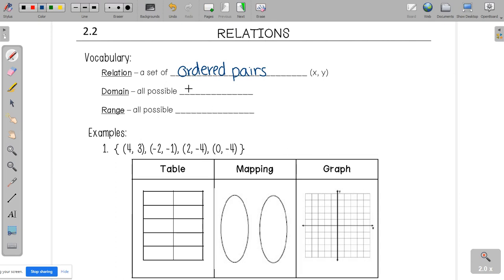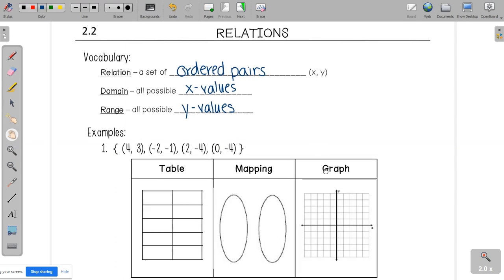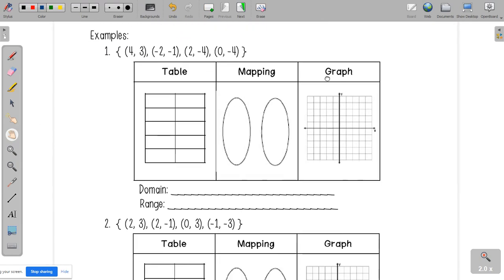Domain is all possible x values, and range are all the possible y values. So domain and range should be reviewed from our last lesson. So we're going to add that into our relations. So here's our first example.